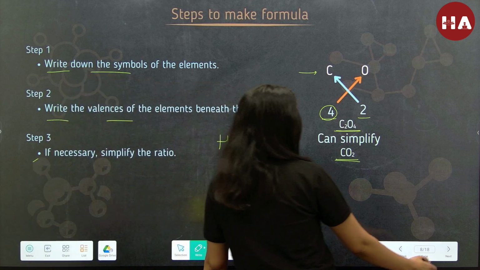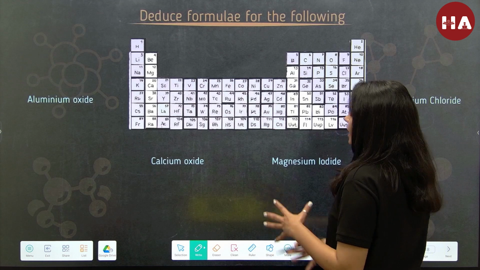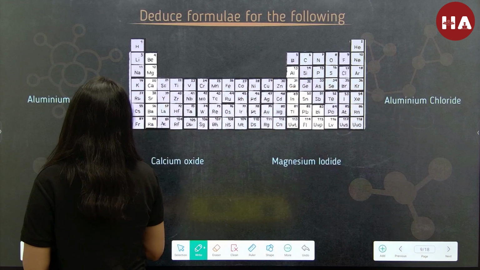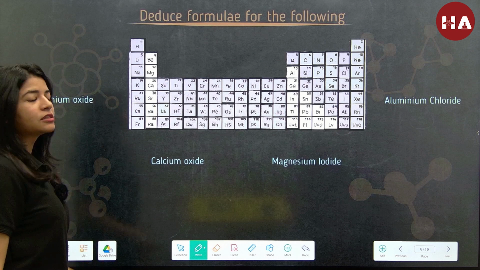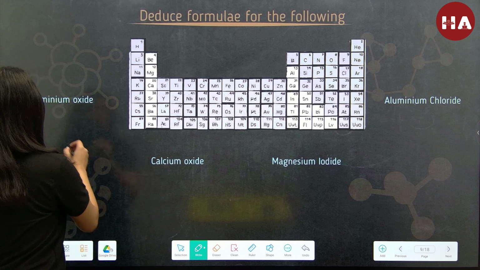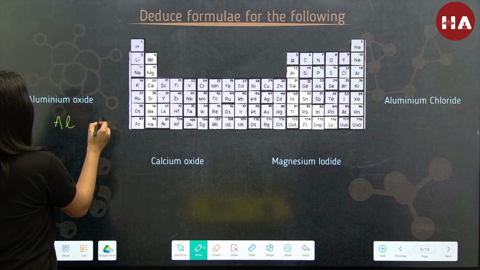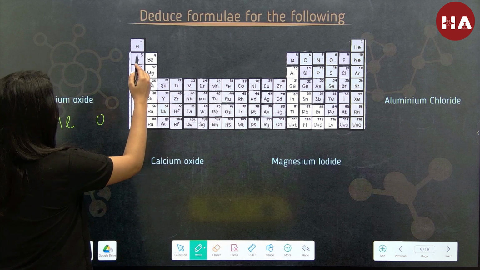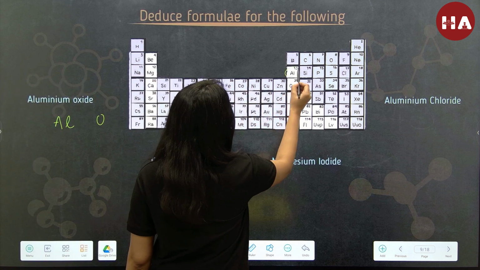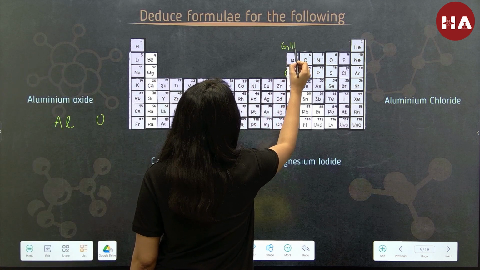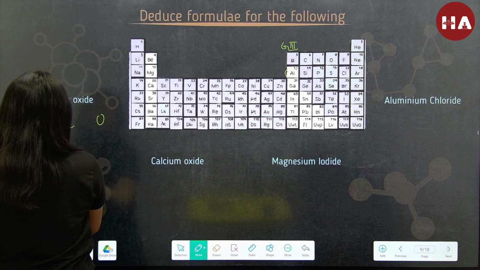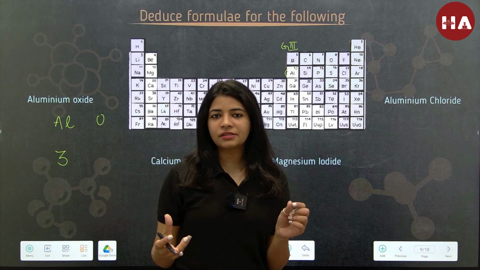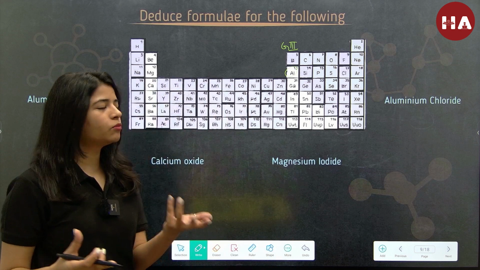Now let's move on to another slide where I have many examples like these. Let's try them one by one. We have aluminium oxide. In this, two elements are present, aluminium and oxygen. What is the valency of aluminium? Aluminium is present in group 3, so the valency will be 3, and it is a metal, so its charge will be plus. I can say plus 3 or just 3, both will work.